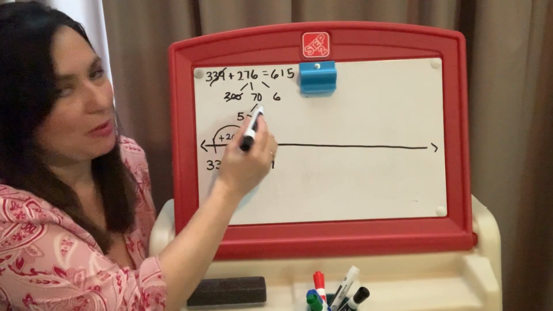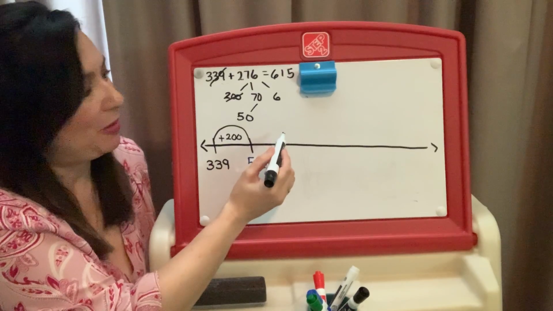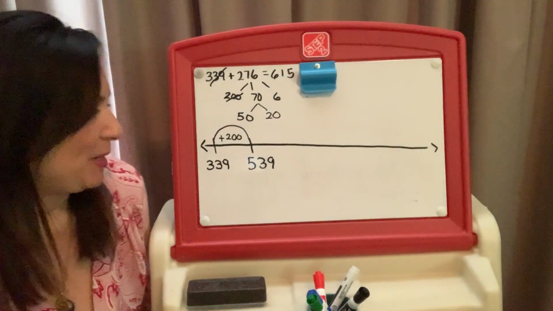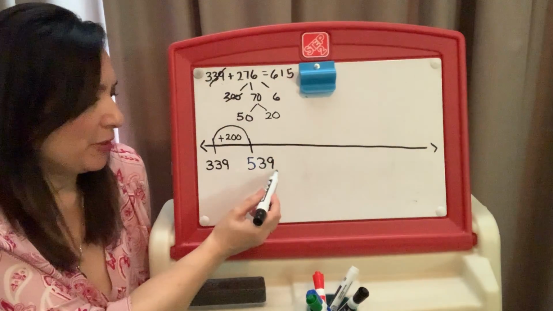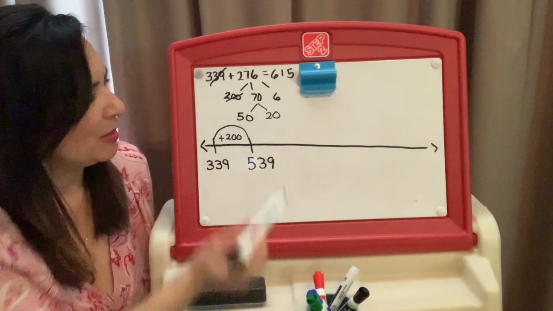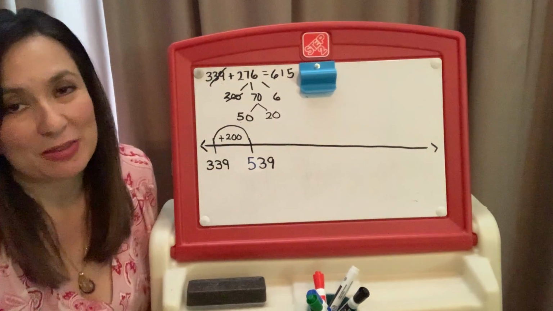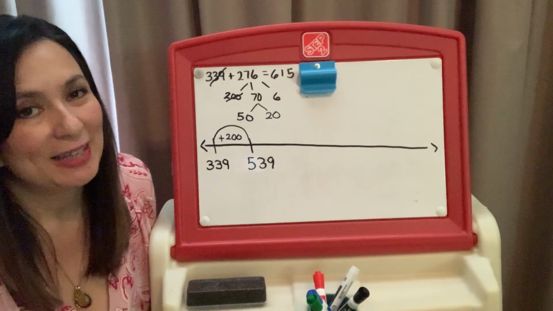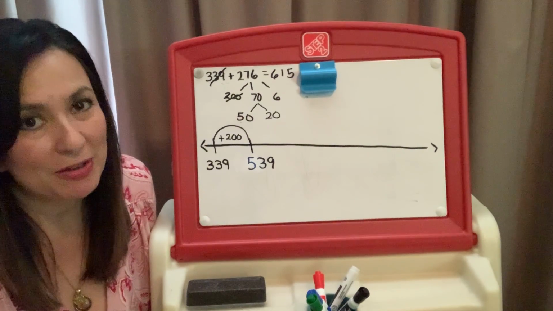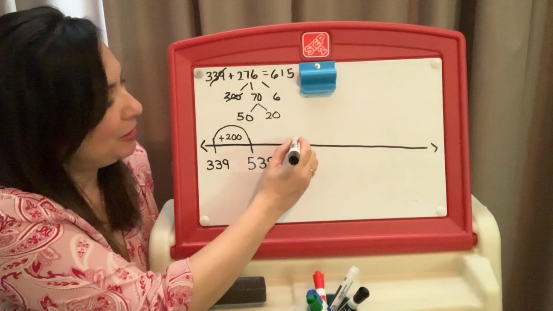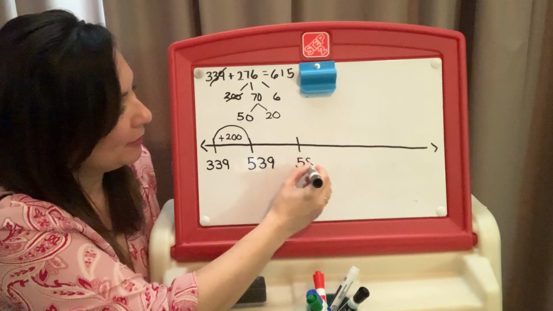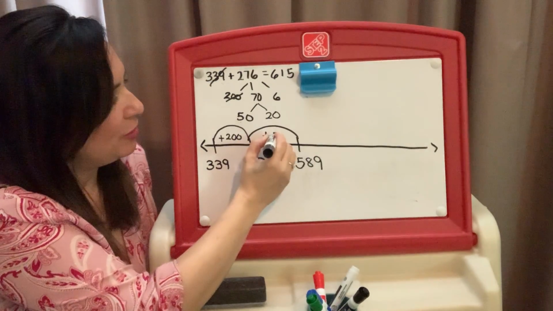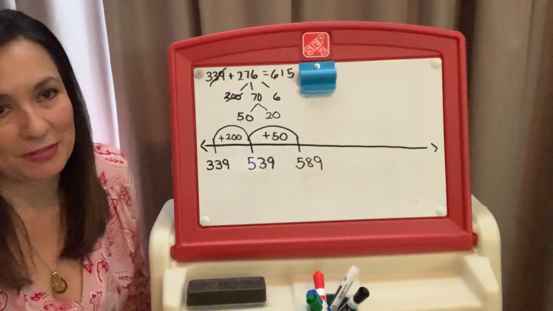If I jump 50, what would the other part of 70 be? Do you know? It would be 20. So let me take my big jump of 50. 539 plus 50. Well, I have to add 5 tens to my 3 tens, right? So 539 plus 50 equals, say it if you know it, 589. So I'll position 589, and I'll show that that is a jump of plus 50.